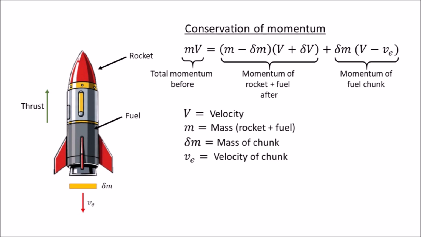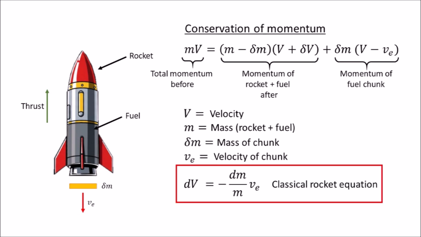Since delta m is small, we can expand the right-hand side and keep only terms up to delta. Let's cancel some terms and rearrange others. Dividing by m and taking the limit as delta goes to 0, we obtain the so-called classical rocket equation.